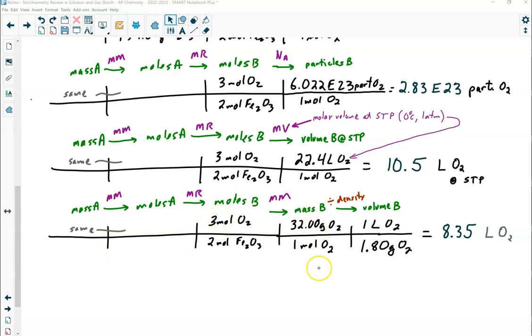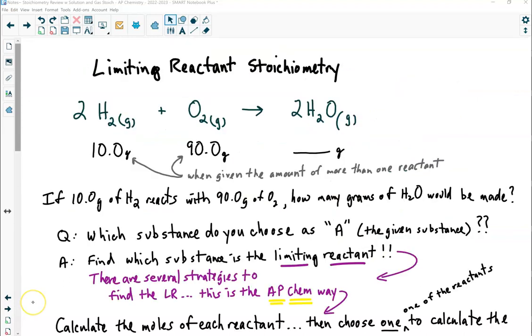In this case, though, we need to get to mass and then divide by the density, because there's a relationship there, right? That if you take the mass and you divide it by the density, you will get the volume of that substance. So multiply by the molar mass, and then divide by the density of oxygen under these conditions. And again, we get the answer, if you do the math, of 8.35 liters of oxygen.